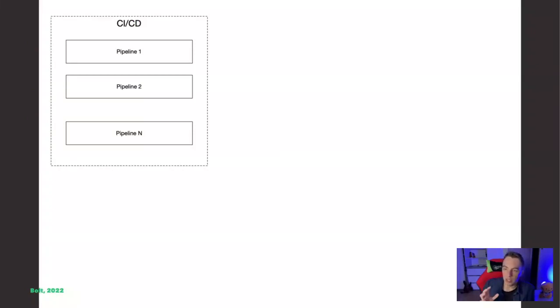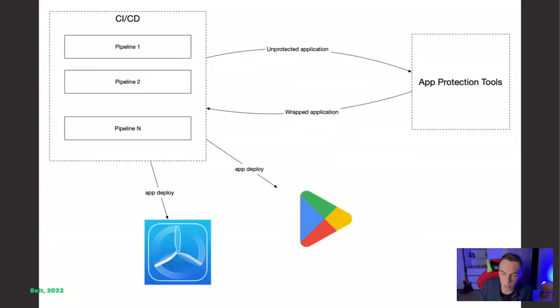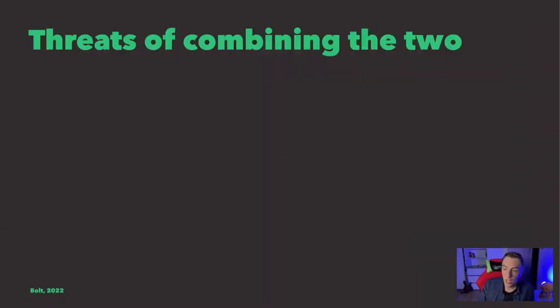So how does this setup look altogether? You have multiple CI/CD pipelines, then you have this app protection tool in the cloud somewhere else, and then you hand over the network this unprotected application and receive the wrapped application back. And then once the application is protected, you try to deploy it to iTunes, to TestFlight, to Google Play, or to other services. However, this setup introduced a lot of threats, right?